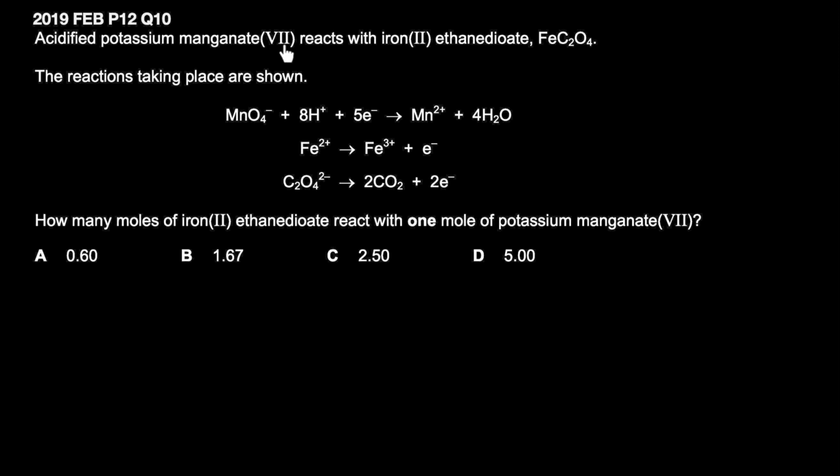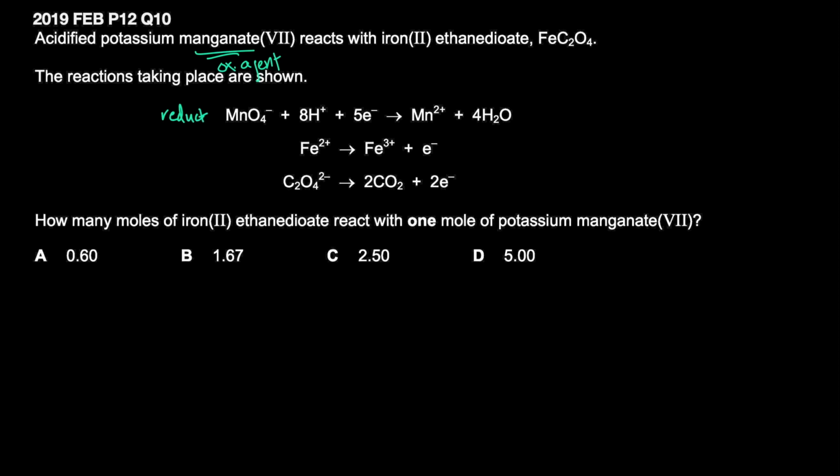Acidified potassium manganate 7 reacts with iron 2 ethane dioate. The reactions taking place are shown. How many moles of iron 2 ethane dioate react with 1 mole of potassium manganate 7? Now, if you look at the half equations, we can clearly see that manganate 7 is your oxidizing agent, because in the half equation, we can see that manganate 7 is undergoing reduction, right? So it's your oxidizing agent, and this is the half equation.